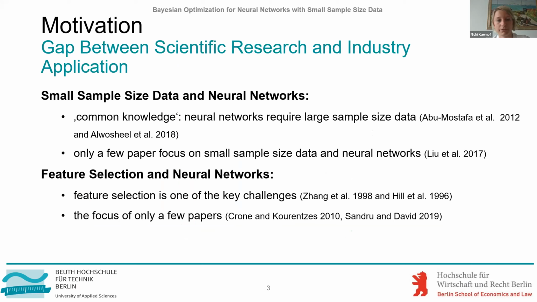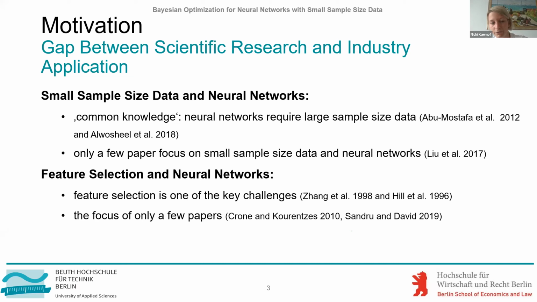In these research papers, we have established a common knowledge that neural networks require large sample size data. And only a few papers look at what happens if we apply neural networks to small sample size data. And the same holds true for feature selection. For practitioners, it's one of the key challenges to identify the best features, because when you have a really good subset of features, then your forecast accuracy can improve tremendously. But again, it's only the focus of a few papers.